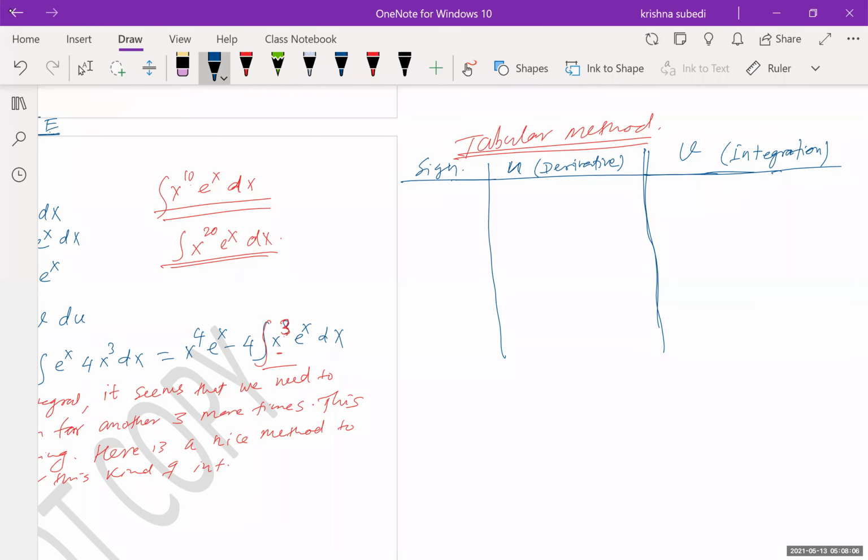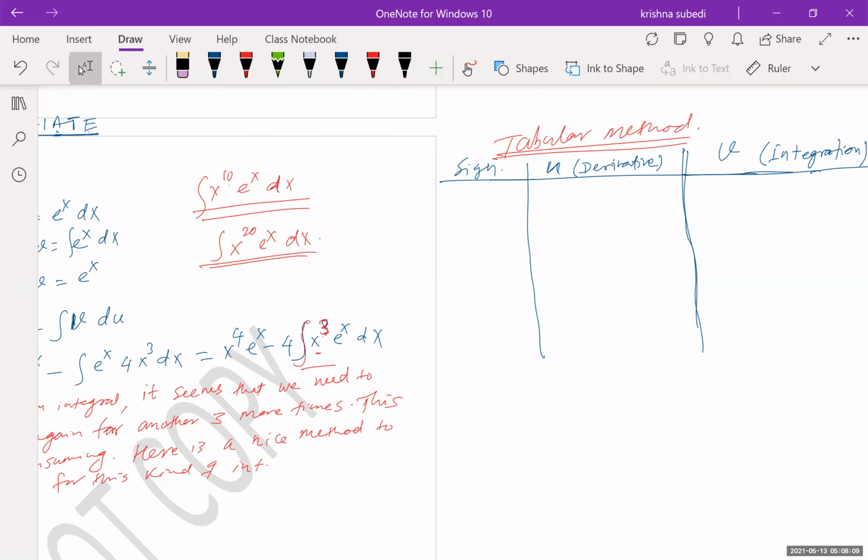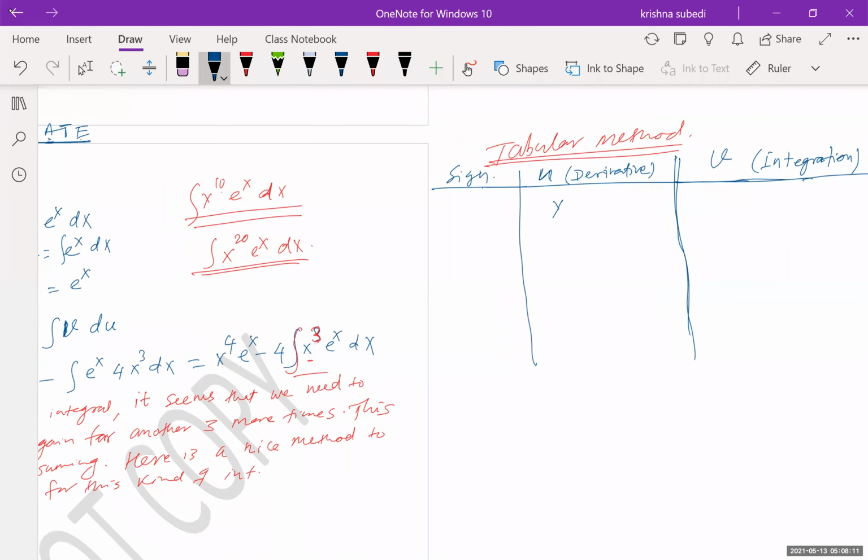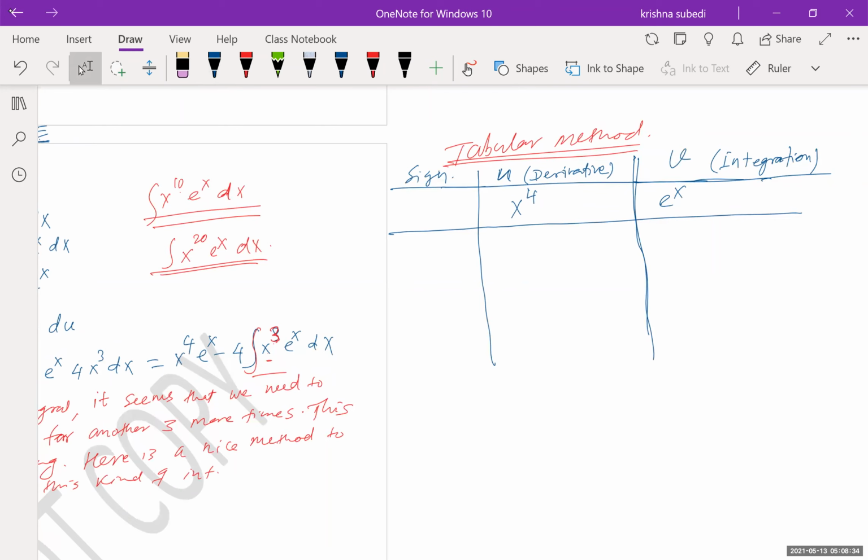So u is, we already know, using the same rule, our x power 4, and v is our e to the x. If I write dv, this will be e to the x dx. You can write that if you like. But remember, we already know we have to do the integration, so you don't have to write that dx. Simply write v as e to the x. That's fine. Okay. All you need to do is keep on finding the derivative on this column.